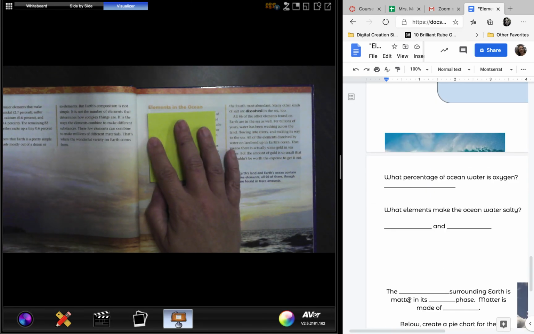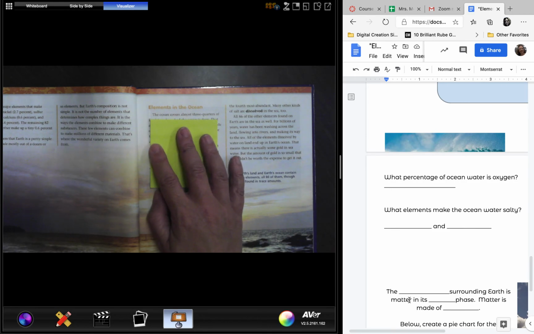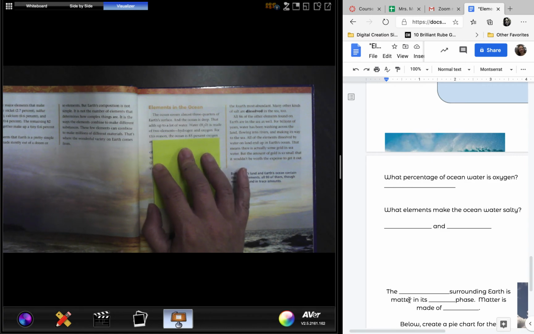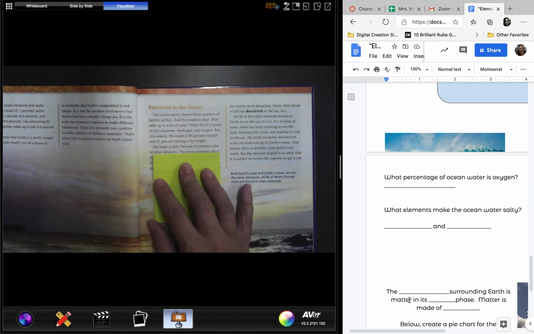Elements in the ocean. The ocean covers almost 3/4 of Earth's surface, and the ocean is deep. That adds up to a lot of water. Water, H2O, is made of two elements, hydrogen and oxygen. For this reason, the ocean is 85% oxygen and 11% hydrogen by weight.